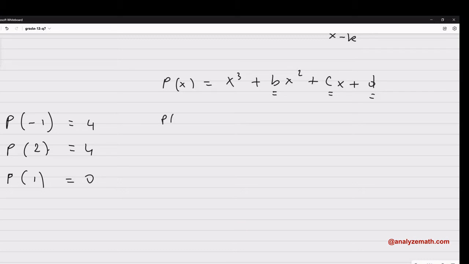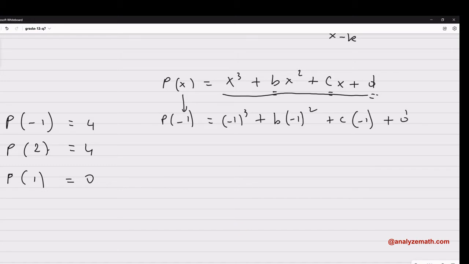So P of negative 1, you just substitute x by negative 1 into the equation of the polynomial. So (-1)^3 + b(-1)^2 + c(-1) + d. All we did is x equal to minus 1 and use the brackets to avoid mistakes in the sign. Now P of 2, the same thing. You just substitute x here by 2.